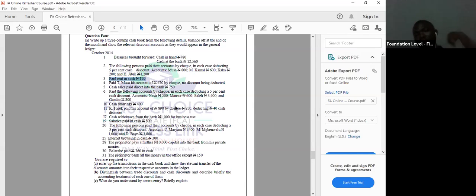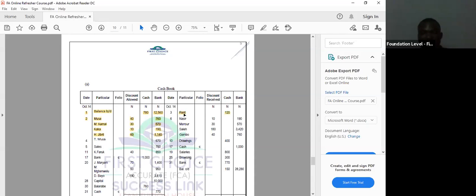Under the cash column. If you look at it here, my explanation and this will be the same, but let me just show you so you understand it. Can you see? It's under the cash column. The particular is rent, but under the cash column because it's cash. They paid rent by cash.